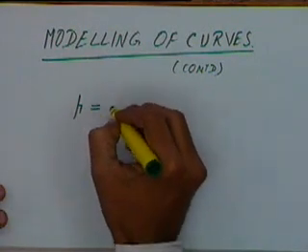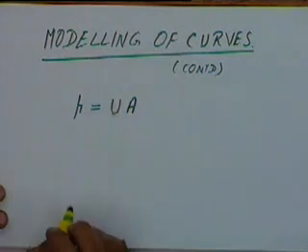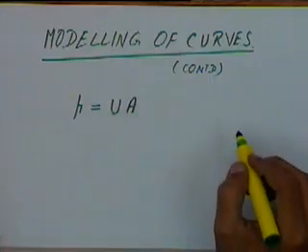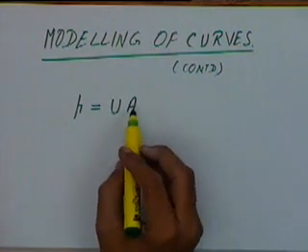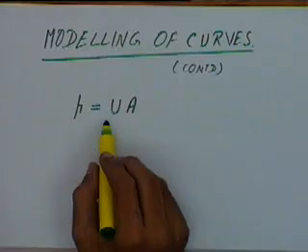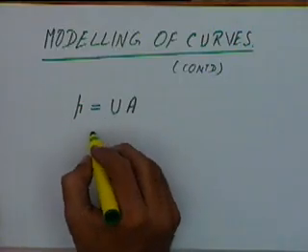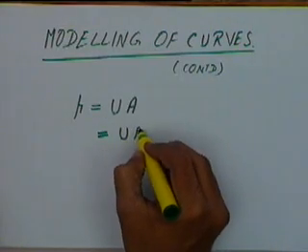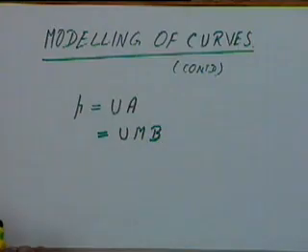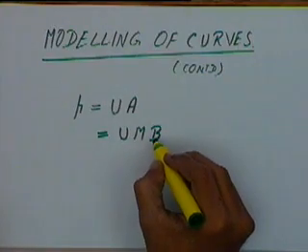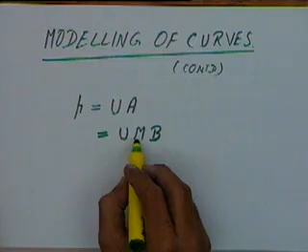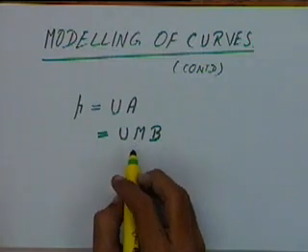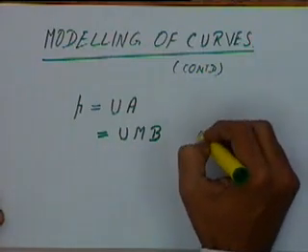Last class we had seen the definition of PC curves or parametric cubic curves, and we had mentioned that we can get any point P as u times A, where A is the matrix of the algebraic coefficients, and u is the matrix consisting of the power terms. The same thing can be expressed as u times MB, where B is the standard geometric matrix and M is the matrix of coefficients of the curves.